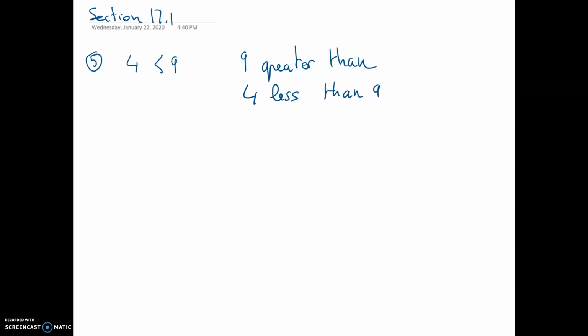So problem number 5. In problem number 5, you got the inequality 4 less than 9, but you could also look at the inequality from the right to the left and read that as 9 greater than 4. So that can be read as 9 greater than 4, or it could be read as 4 less than 9.